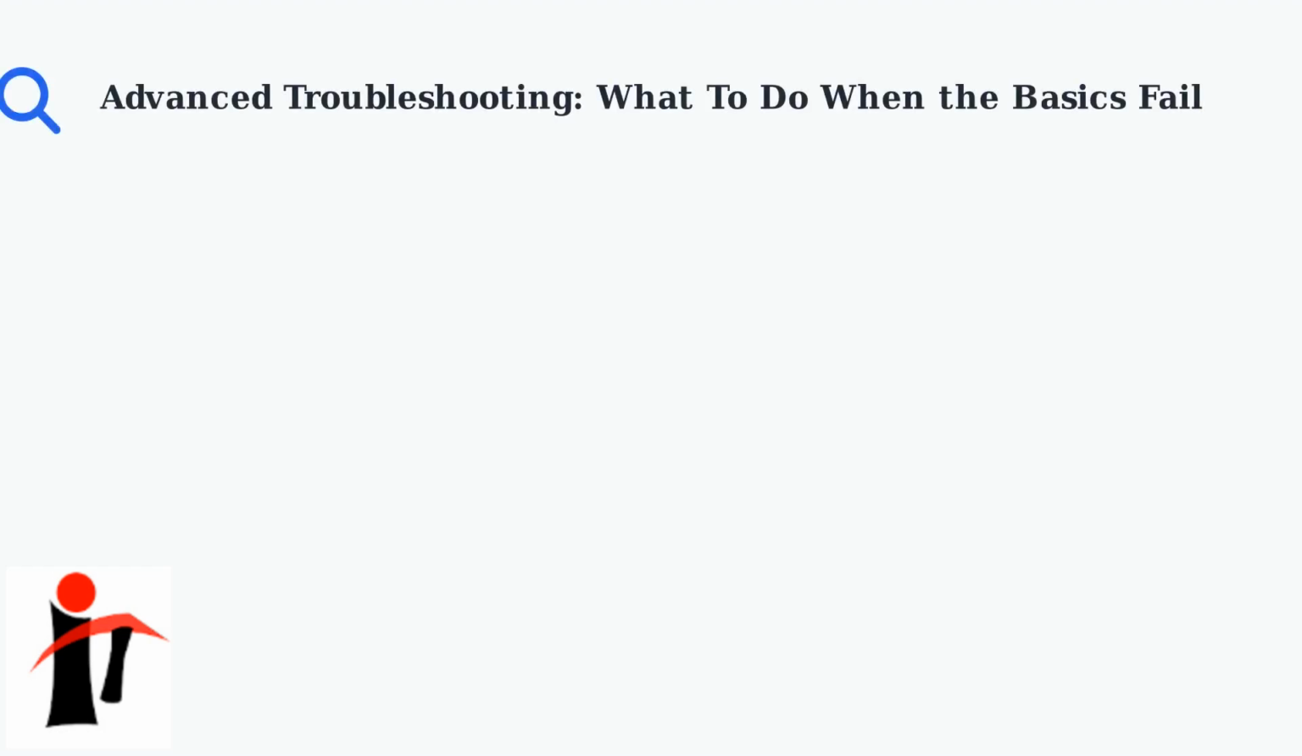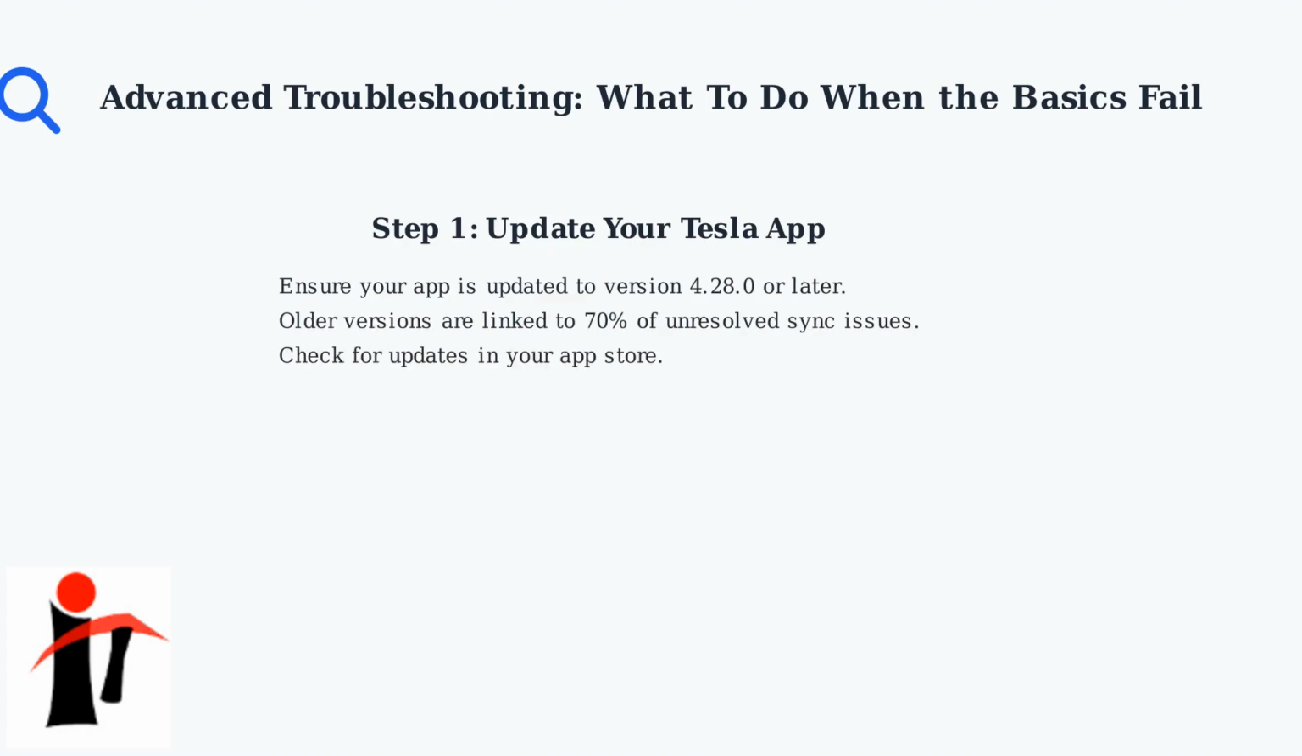When basic troubleshooting doesn't resolve your Tesla app charging history issues, it's time for more advanced steps. Let's dive deeper into solutions that address persistent sync problems. First, update your Tesla app to the latest version, at least 4.28. Older versions are responsible for most persistent charging history sync problems. Simply open your App Store, search for Tesla, and install any available updates.